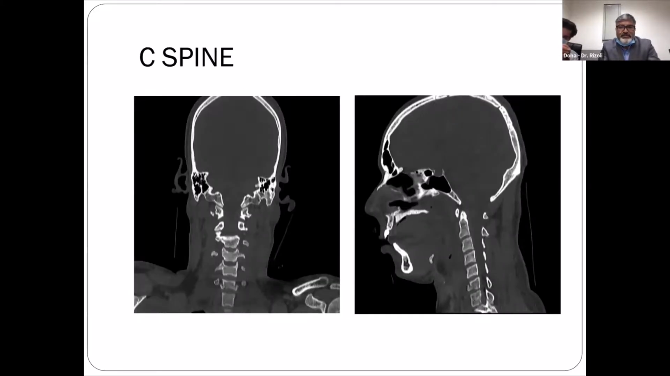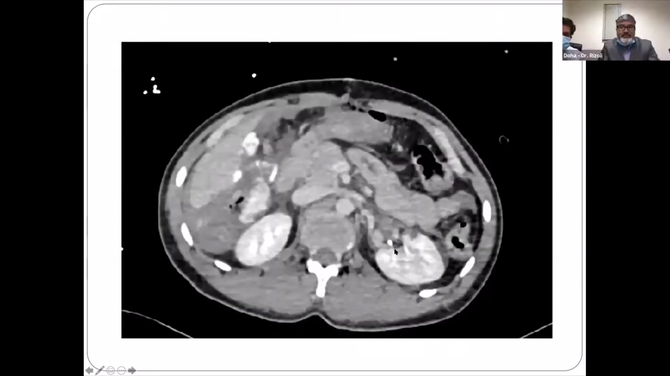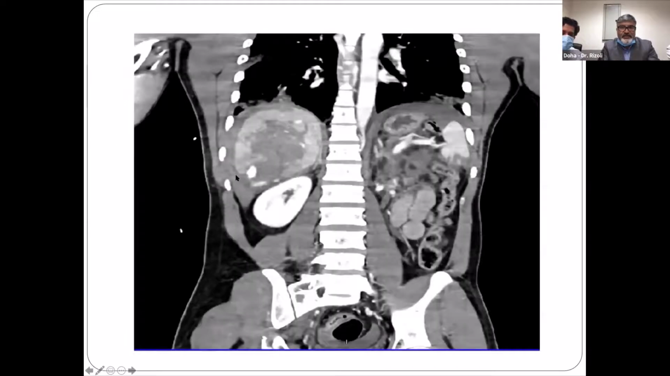These are the images of the C-spine. We can see the C6 vertebral body fracture. This is the actual view of the abdomen, which shows the blush in the liver, and this blood had accumulated in the post-op period. Coronal view of the blush with a big intraparenchymal hematoma of the liver.